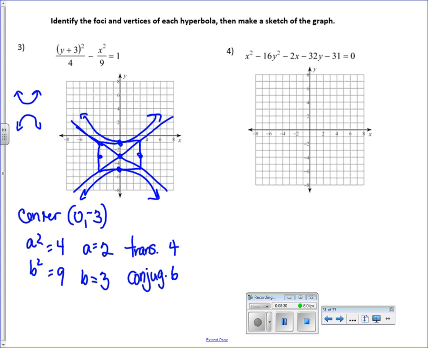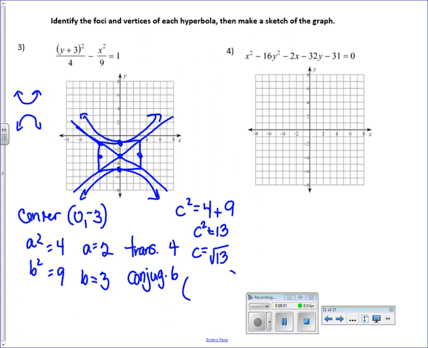Want to go through foci? No. Don't hurt my feelings. Foci are fun. Foci is actually kind of fun because this time you're doing the Pythagorean theorem. So you're just going to have 4 plus 9. So what's 4 plus 9? 13. C squared is equal to 13. So C is equal to what? The square root of 13.